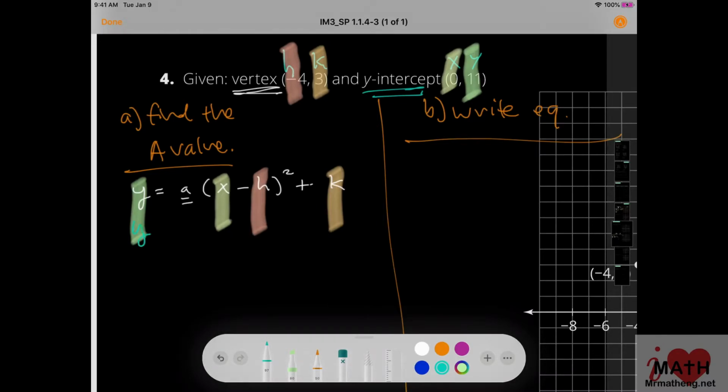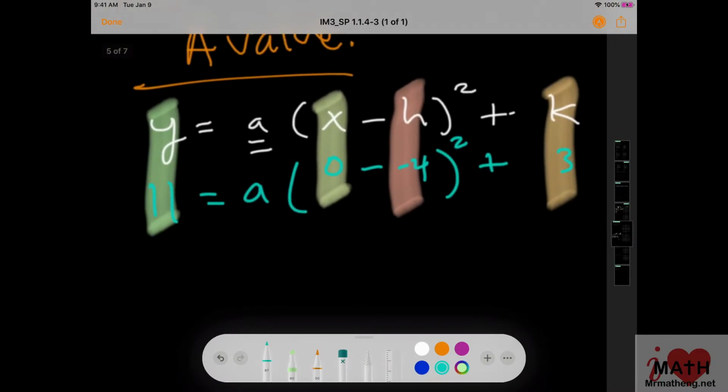So I have y equals, why didn't I write y? We're doing substitution. The y is the 11. The a value we don't know. X, you look above there, is 0, minus, your h value is negative 4. Okay, pay attention here. And my squared, and my k value is 3. Let's make this one super obvious. This negative sign is in the formula, so it doesn't matter what the h value is, just write it down, but keep that pink subtraction sign.